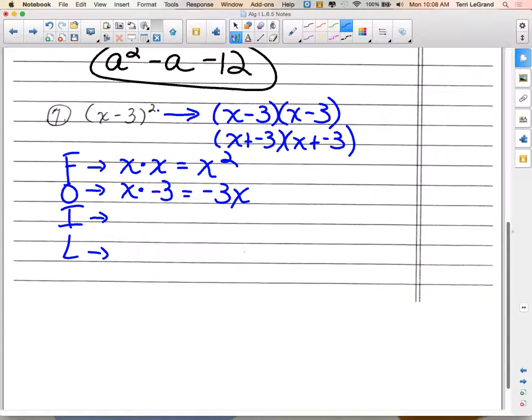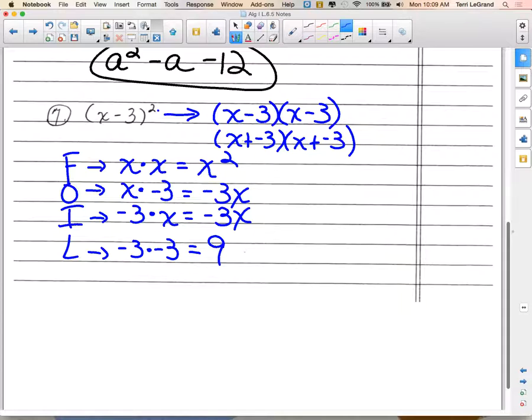Riley? Okay, I'm going to do it like this, though. I'm going to let the first one that's on the inside be first. Negative 3 times x. Does it matter in multiplication? No. We're going to get the same product anyway. And then the L step is what, class? Negative 3 times negative 3. And that is positive 9.